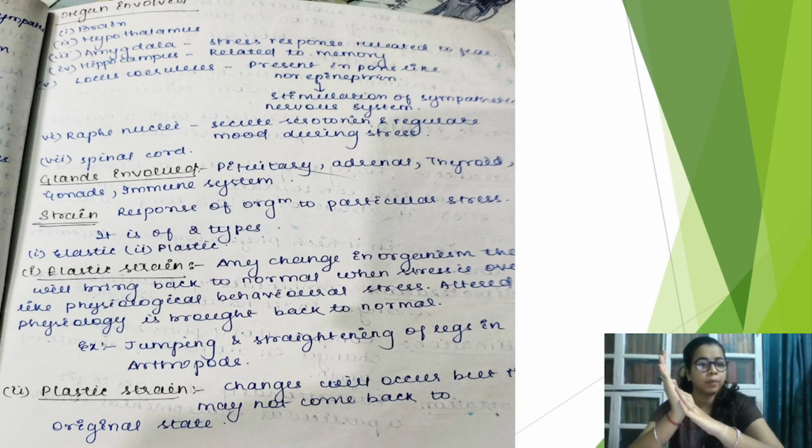You can't achieve a certain thing, that thing can be achieved by certain means. You can achieve this thing, but in the process of achieving it, you are damaging your own self. Is that right? No. So the hippocampus is related to memory. The locus coeruleus is present in the pons and secretes norepinephrine, which stimulates the sympathetic nervous system, and the sympathetic nervous system will cause the stress condition. Then the raphe nuclei will secrete serotonin, which is responsible for our mood during stress, and the spinal cord is also involved. So all these organs are involved under the stress condition.